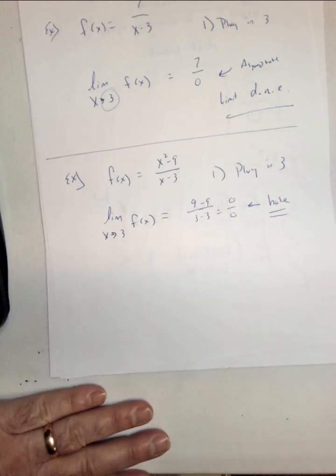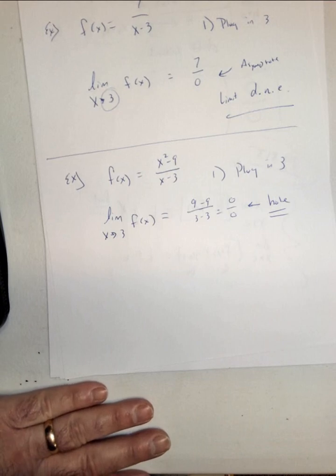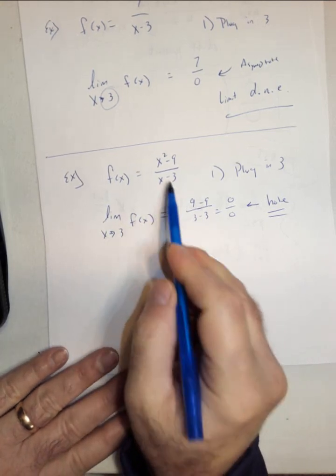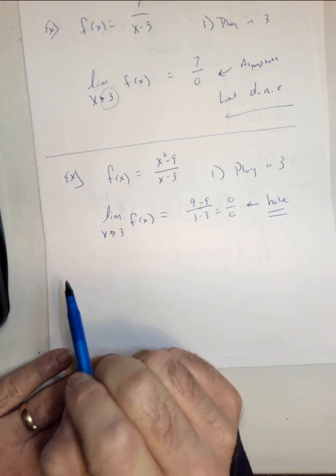There's a hole. Which means we've got to find the y value of the hole. That will be the limit. So how do we do that? Well, in this first section, you're going to set up a table, right?